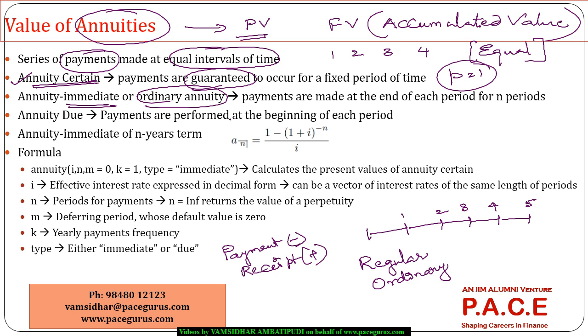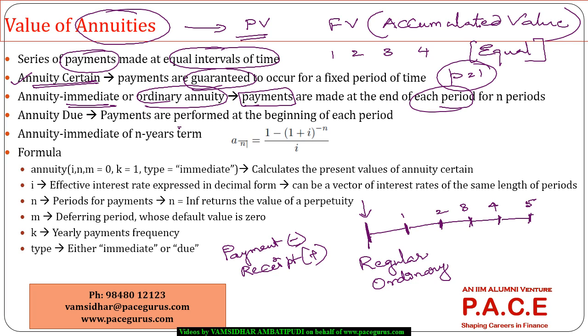So there are so many words. Okay, the immediate or regular or ordinary annuity, wherein we are talking of the payments or receipts at the end of the period. So when I'm talking about doing a valuation as of this date, this is the end of the first period, end of the second period, end of the third, end of the fourth, end of the fifth. So if I'm talking about the payments or receipts occurring at the end of each of the periods, we are calling it a regular annuity.